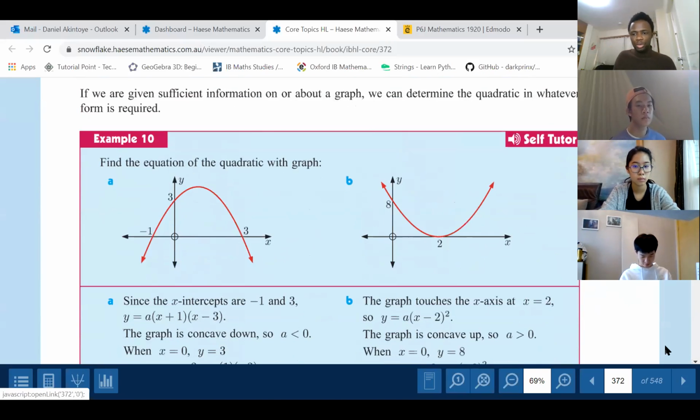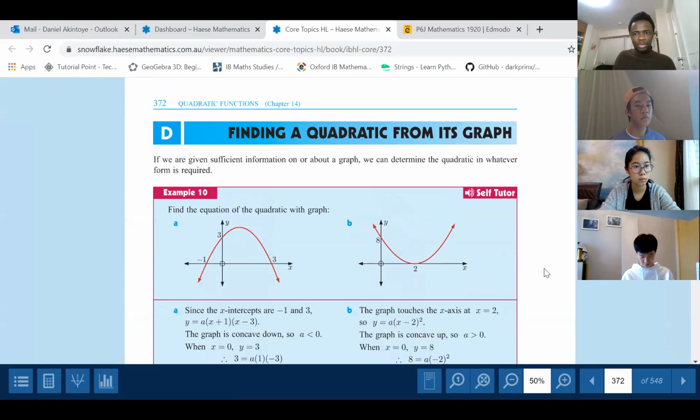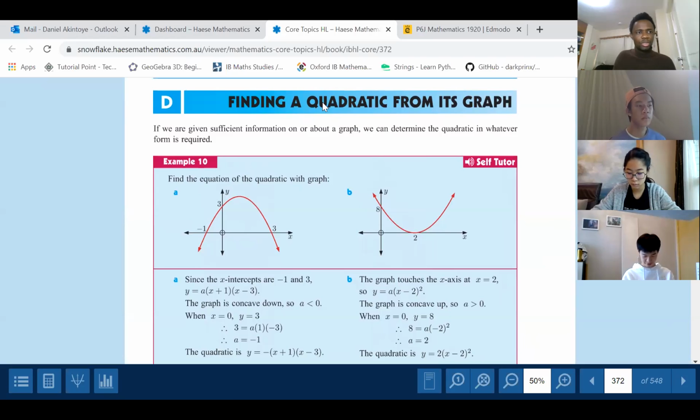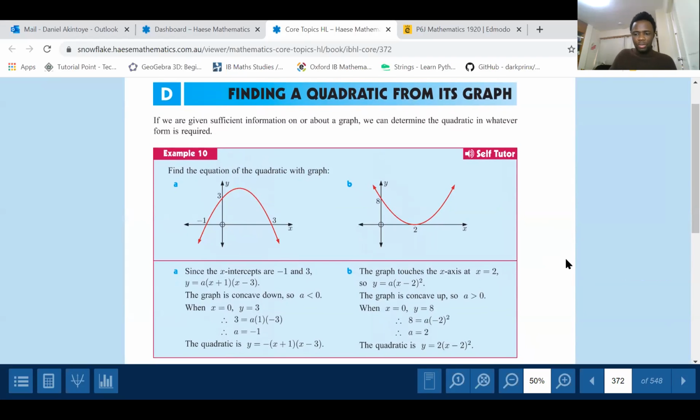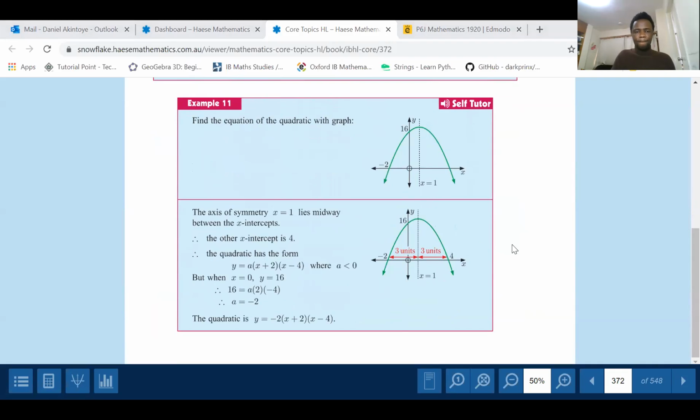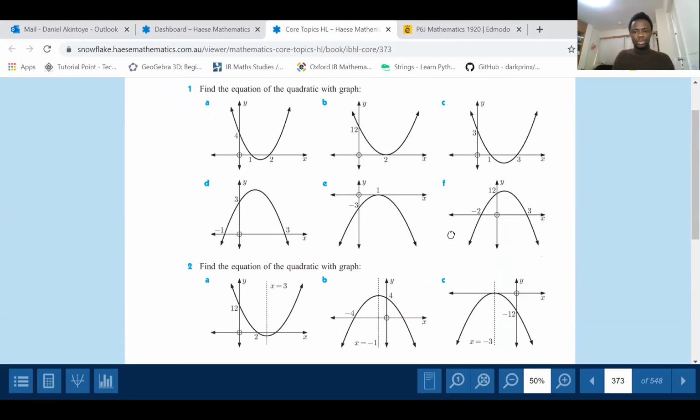I'll send this to the WeChat group now before I proceed. Just give it another heading, forming an equation from the graph or something like that. Okay, let's start with this one. This is finding the equation from the graph, quadratic equation, of course. So now I'm going to send this to you.